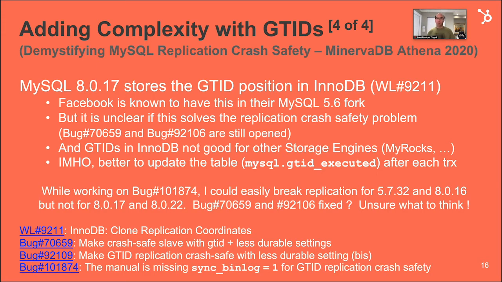But it looks like MySQL 8.0.17 and next are replication crash safe with low durability. When I did some tests to replicate the bug that I opened, I tried to cause problems, and I was able with 5.7.32, and I was able with 8.0.16, but I was not able to break replication with 8.0.17 and 8.0.22. So it looks like those bugs are fixed, but they're still open on the bug system, so I'm unsure what to think about this.